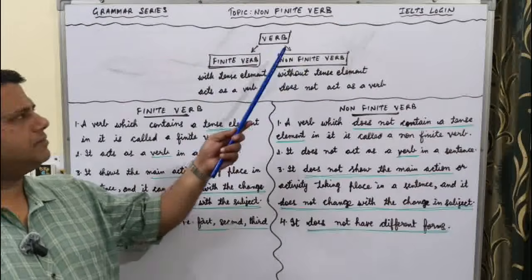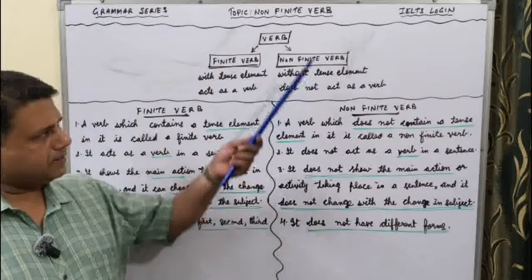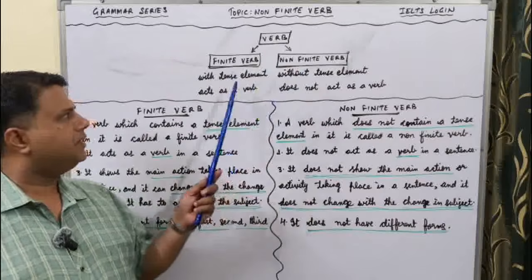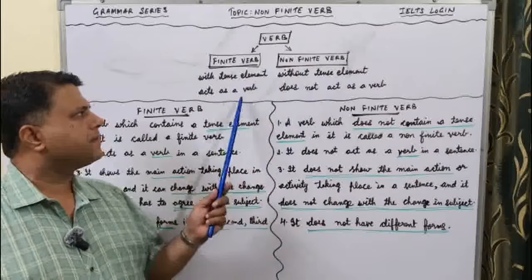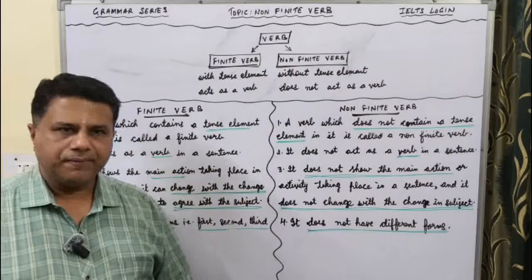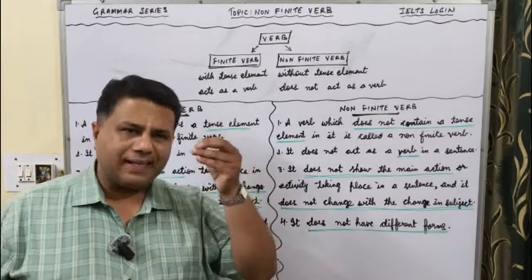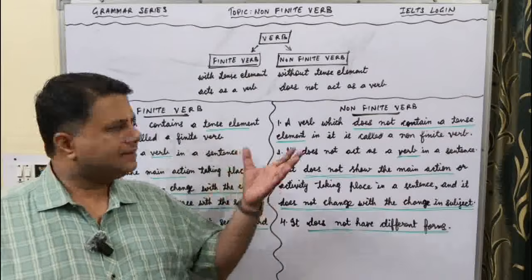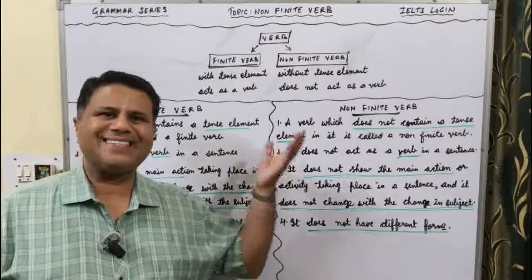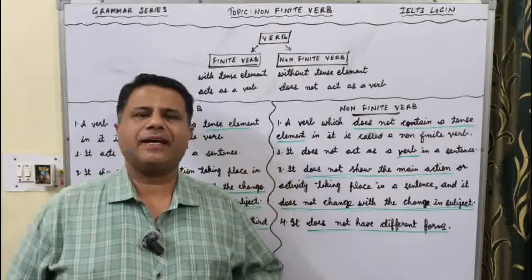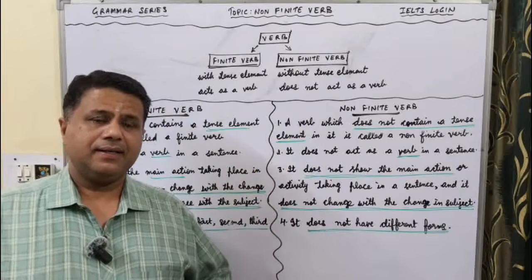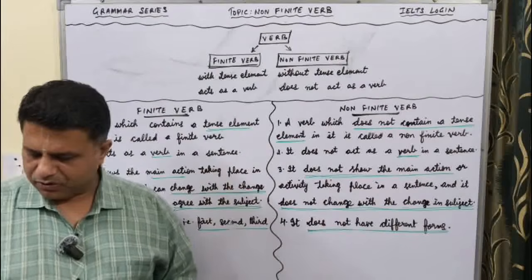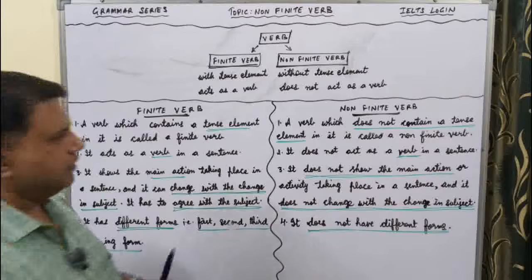Finite verb, non-finite verb. Verbs are of different forms, but according to this topic we have 2 types of verbs. One is finite verb, one is non-finite verb. It has got tense element, no tense element. It acts as a verb, it does not act as a verb. The verbs which we have studied till now all fall in the category of a finite verb. This topic will give you a new insight into the definition of verb. A verb cannot act as a verb only, sometimes it can act as something else also. So this topic will be very interesting so far as the definition of verb is concerned.